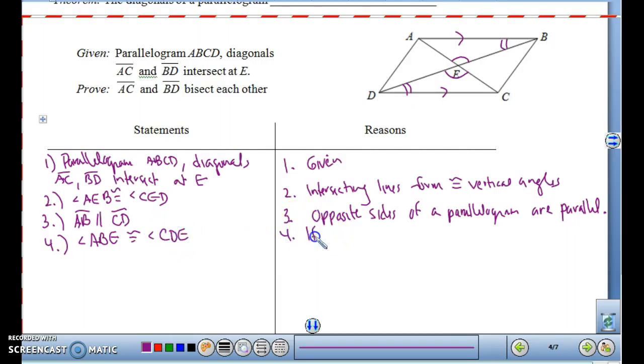If lines are parallel, alternate interior angles are congruent. Okay, so we have two angles in the triangle. So all we need now is a side. We can either get angle side angle or angle angle side. Well, let's see. If we have angle and angle here, we would have to get this side and this side congruent, but we don't have any way of doing that.